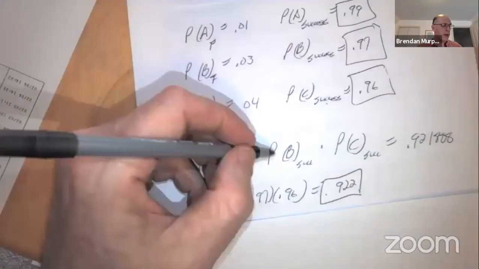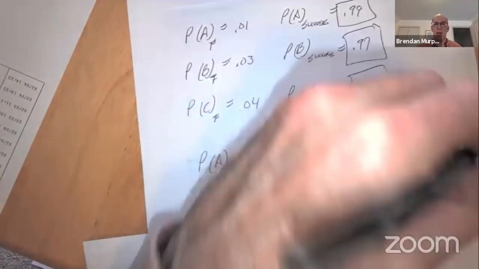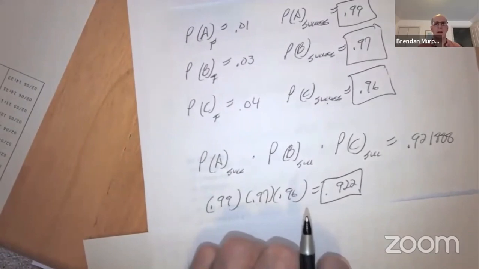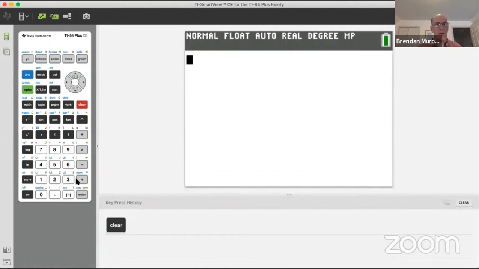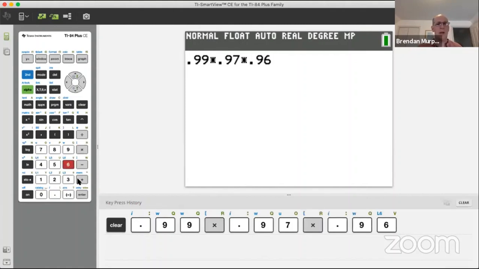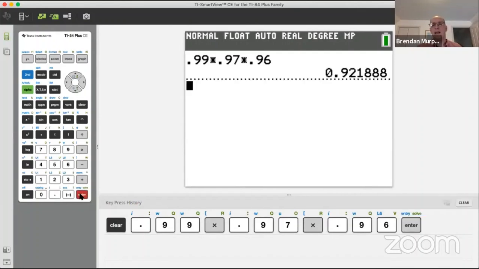Not fail means success. So I said P(A success) times P(B success) times P(C success), and I got 0.921808 or something like that. I'll go to the calculator real quick just to check myself. I'm hoping that's a relatively high number, close to 1. I want all of my machines, whatever a complex electronic device is, to be perfect, and I would love it if every single one was. That's unfortunately not the world we live in, but I still want this number to be relatively high.